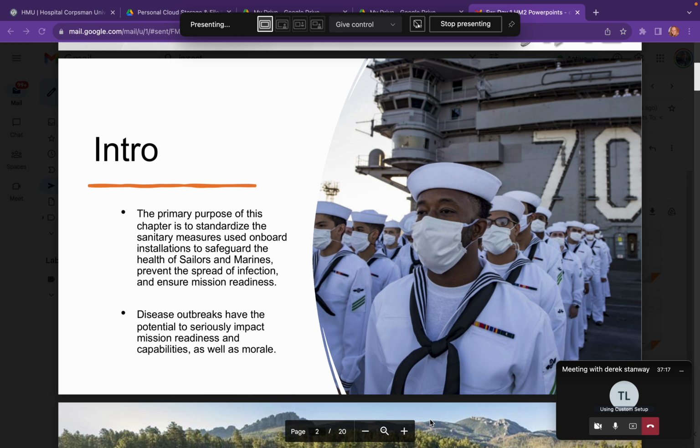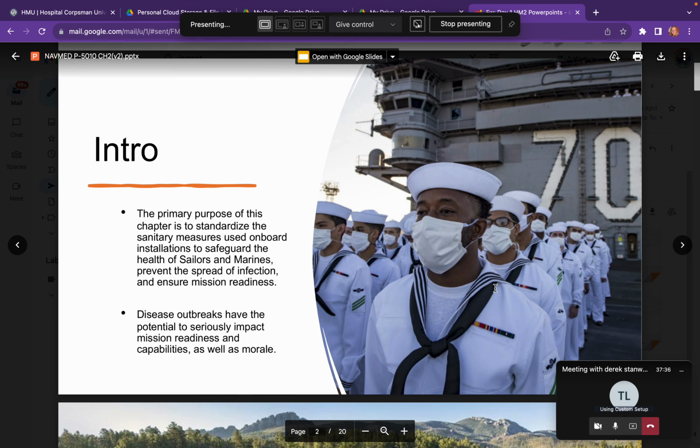All right, the primary purpose of this chapter is standardized sanitary measures used on board installations, to safeguard the health of sailors and Marines, or any service members, because we're obviously turning into more of a tri-service community, right? To prevent the spread of infection and ensure mission readiness. Disease outbreaks have the potential to seriously impact mission readiness capabilities as well as morale.